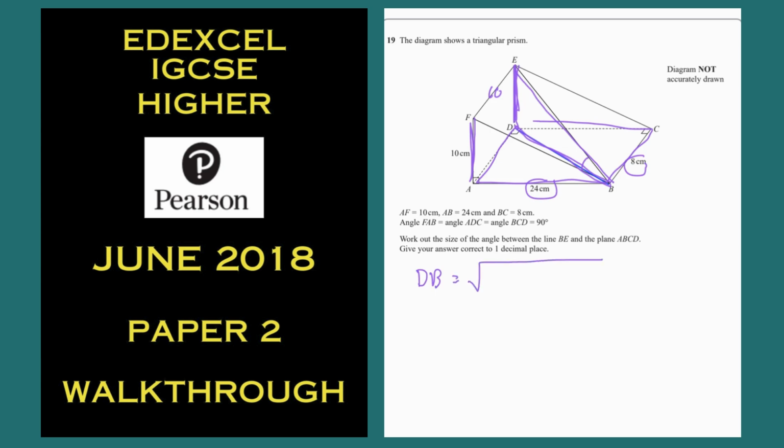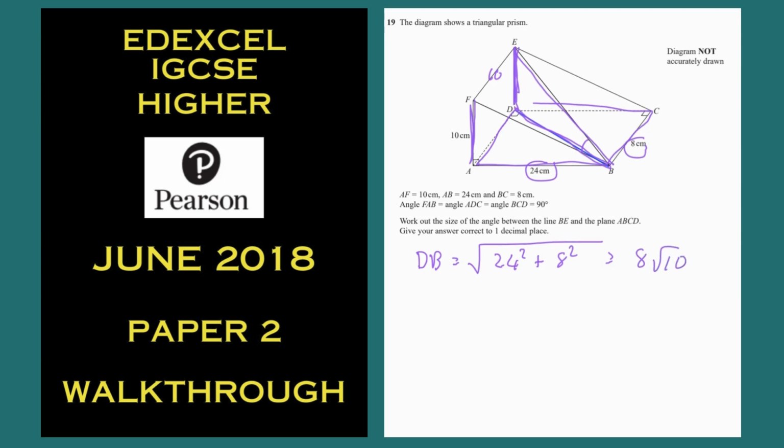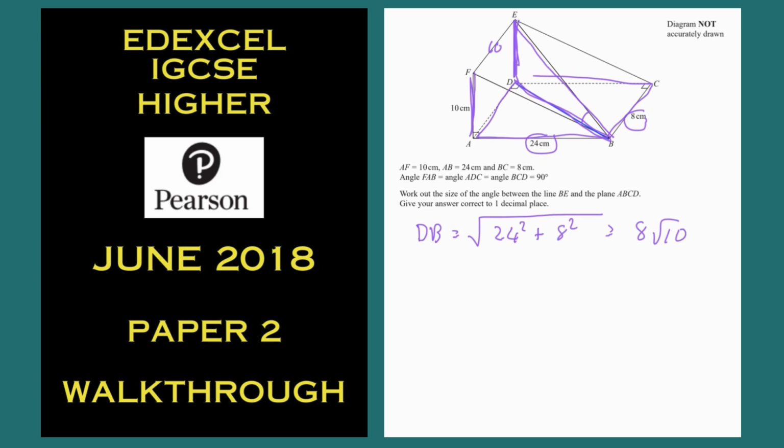We will be adding 24 squared and 8 squared. My calc said 8 root 10, kept it in surd form instead of decimals. And it's never a bad idea to draw out the triangle just in case you pick the wrong bit of SOHCAHTOA. So the vertical side, the ED, was 10. The DB side is 8 root 10.